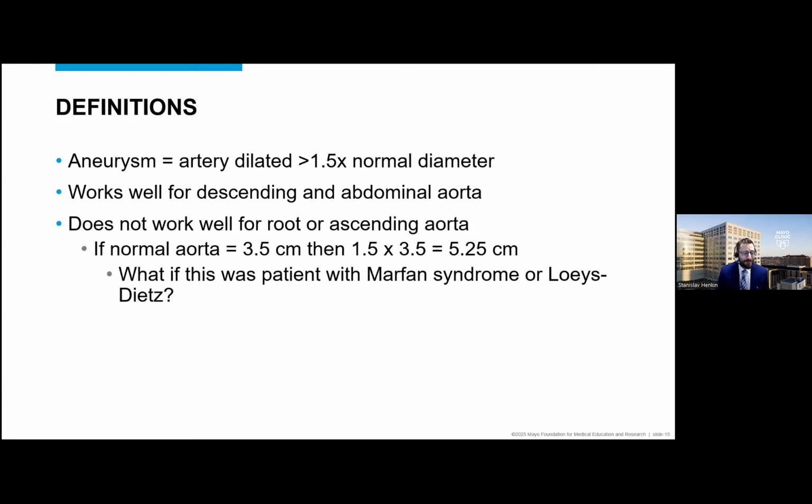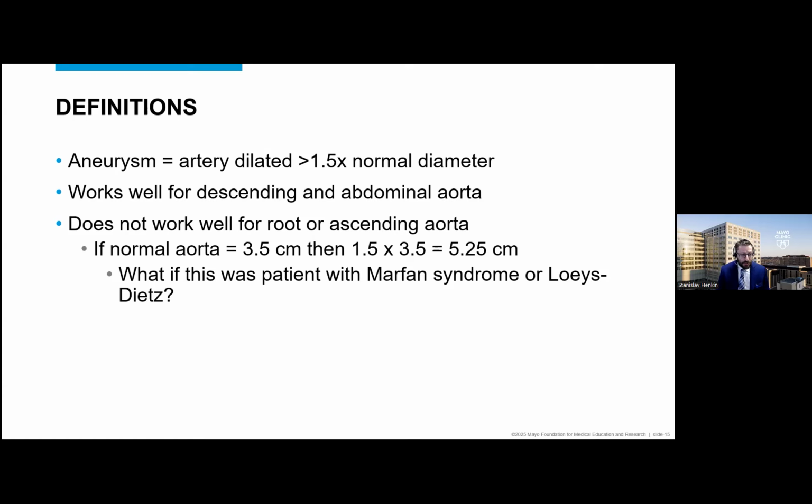And even thinking about a definition of an aneurysm, we remember from medical school that the definition of an aneurysm is an artery that's dilated to 50%, 1.5 times normal diameter. And that works pretty well in the majority of arteries: the descending aorta, abdominal aorta, mesenteric vessels, even peripheral arteries. But it does not work well for the root or ascending aorta. So for example, if the normal aorta we say is 3.5 centimeters, then you take 1.5 times 3.5, that's 5.25 centimeters. No one will argue that that's an aneurysm, right?